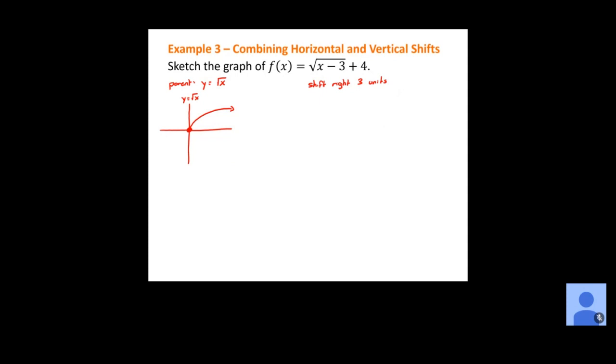Okay. What other type of transformation do we have then? Or what is the other transformation? It's going to go up 4 units. Perfect. So shift up 4 units. So we have both a horizontal and a vertical shift this time. Now let's think about what this graph is actually going to look like. I'm graphing f of x now. Where is my starting point going to be?